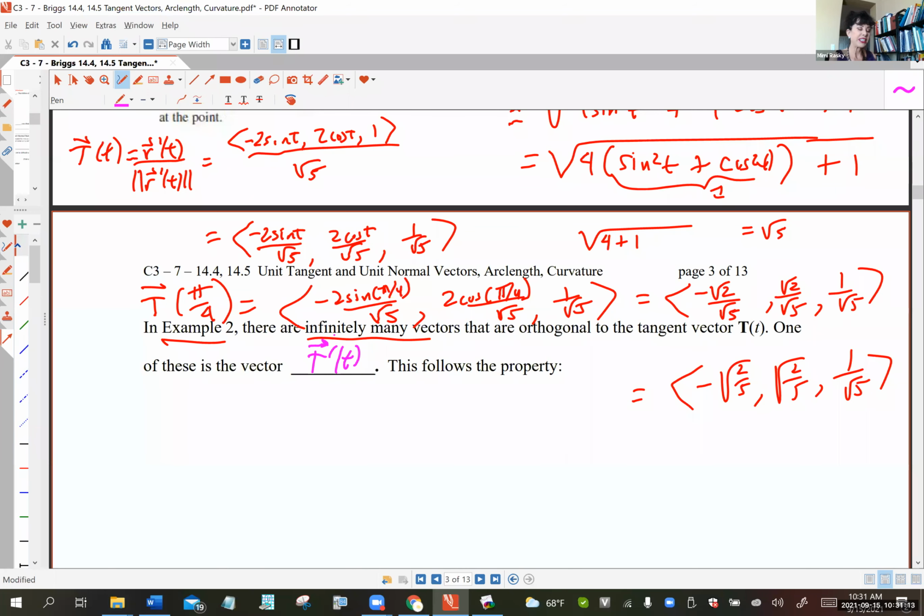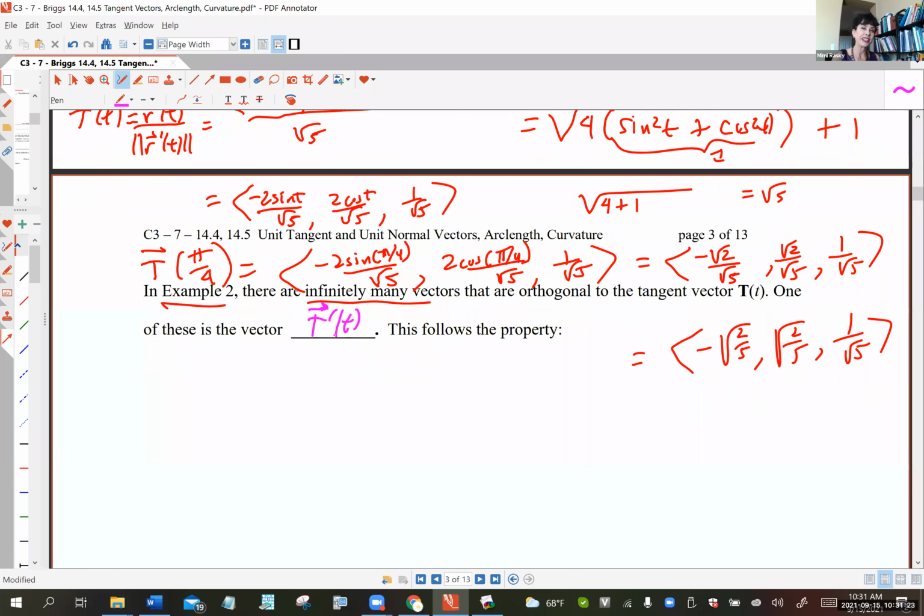So why is big T prime orthogonal to big T? I mean, are you always guaranteed of that? Because we just saw acceleration, you're not guaranteed. But the derivative of big T, you're guaranteed. It's a promise. My promise, yeah, that it'll be orthogonal to big T. So here's why. Let me show you the mini proof.